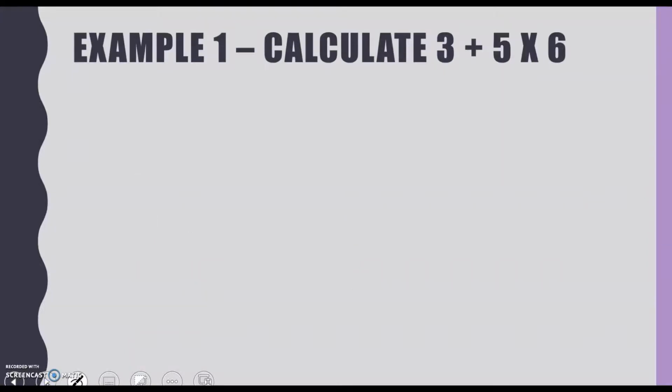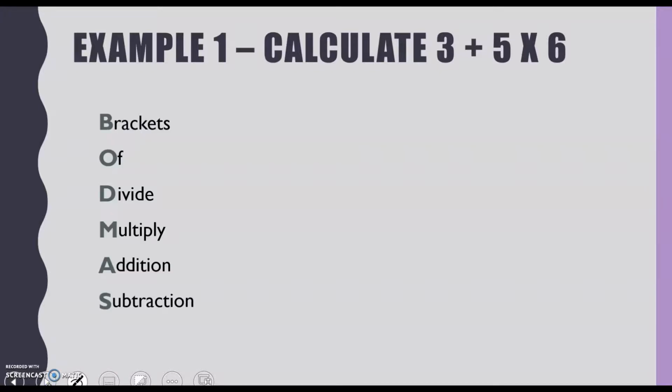So example 1, I've got 3 plus 5 times by 6. So I'm going to write out my question again here. So 3 plus 5 times by 6. I've got addition, so I'm just going to put a wee star here. And I've got multiply, so I'm putting a wee star next to my M. The first one in my list then is multiply, so this is the one that I'm going to have to do first, and addition is going to have to come second.